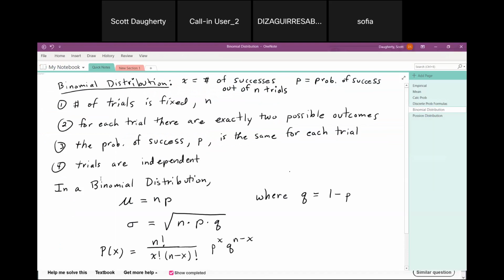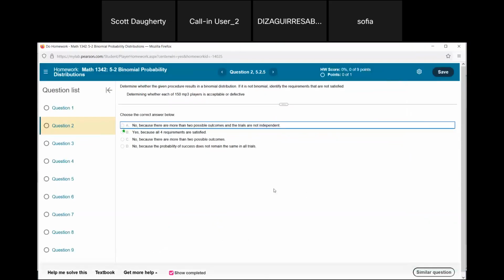And then the fourth condition is the trials have to be independent of each other. So that's the idea that if I make this MP3 player and it's defective, that should not affect whether the next one that's made is defective or not. It's hard to know because I don't exactly know the process of making MP3 players, but let's assume that that's the case, that whether this MP3 player is defective or not does not affect whether the next one is defective or not. So if they're independent of each other, then the fourth condition would be satisfied, okay?